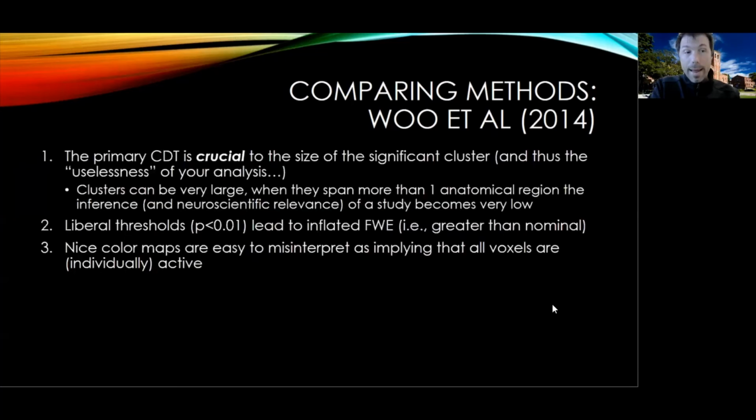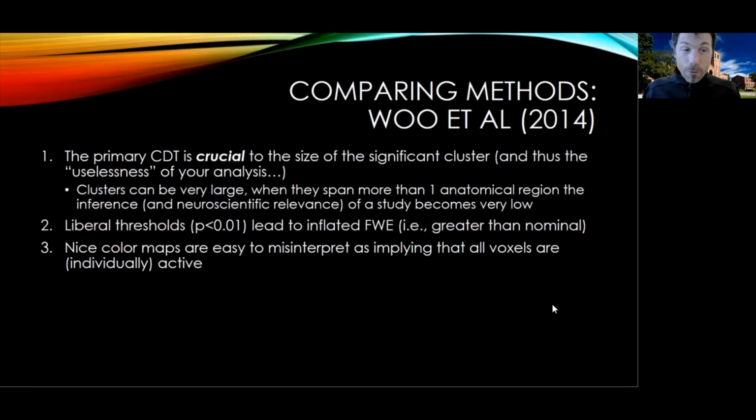So overall, they conclude that the primary CDT, the cluster defining threshold, again, how high do we put our threshold to get only a 0.5% chance of getting a significant cluster in null data, is really crucial. And it's crucial not only to getting valid data, but also to getting interpretable data. Because if a cluster is too large, as I said, and spans too many anatomical regions, it doesn't really help you, because you can't conclude much out of it.